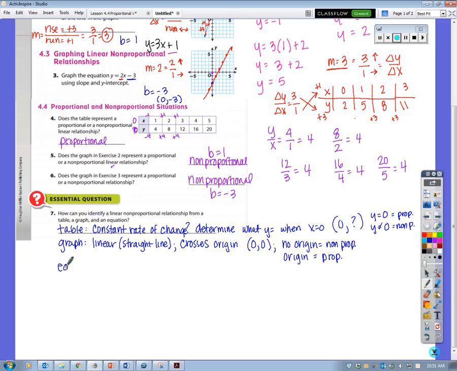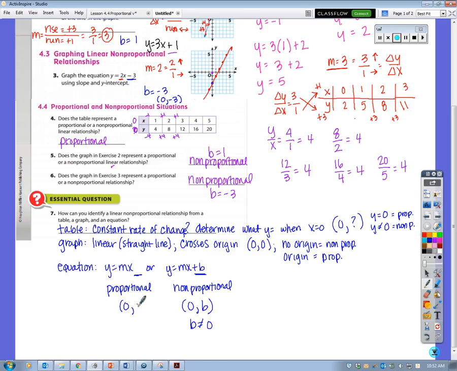And finally, with an equation, we're looking again to see if it's in y equals mx form or y equals mx plus b form. If it's y equals mx, where there is no b value, then this is proportional. If there is a plus b value, then this is non-proportional. And remember, this makes sense because this is saying that when X is 0, Y equals this B value, right? So X is 0, Y equals B, and B does not equal 0. As opposed to this one, when X is 0, Y equals 0, right? Because there's nothing there.